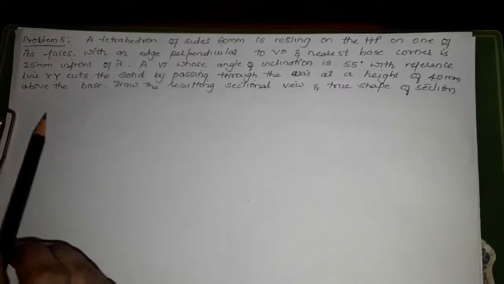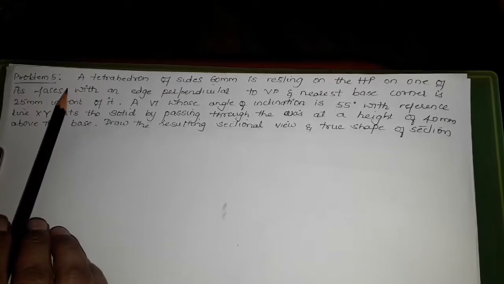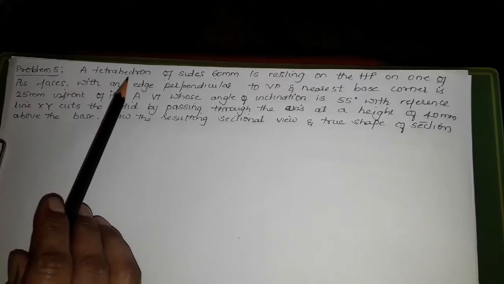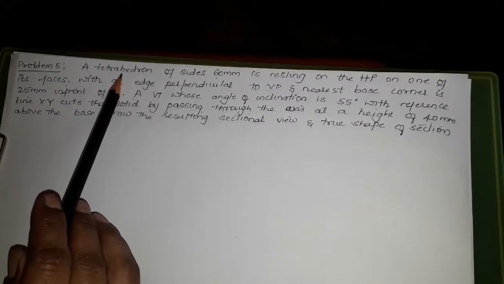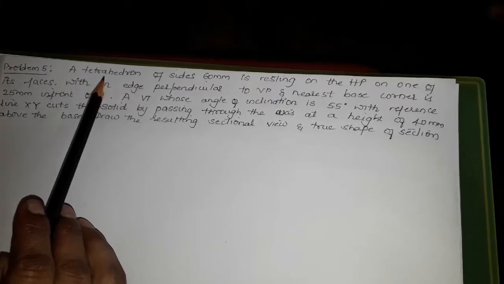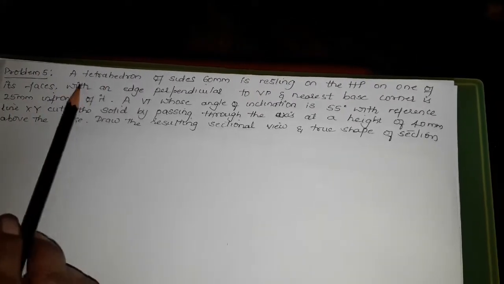Good morning. We'll start our section of solids chapter. Today we shall take a problem on a tetrahedron. So what is a tetrahedron? A tetrahedron is one which will be having four equilateral triangles.